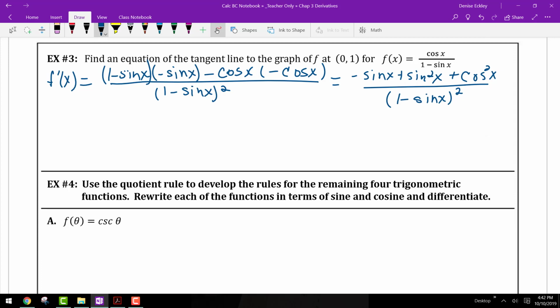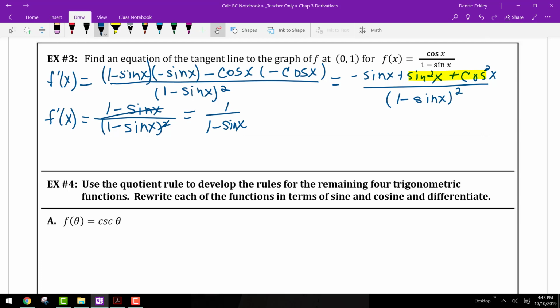Okay, so I hope you see the trig identity in the numerator right here. That's going to equal 1. So in the numerator, I now have 1 minus sine x over 1 minus sine x squared. So I can cancel out one factor of 1 minus sine x. So my derivative becomes 1 over 1 minus sine x.